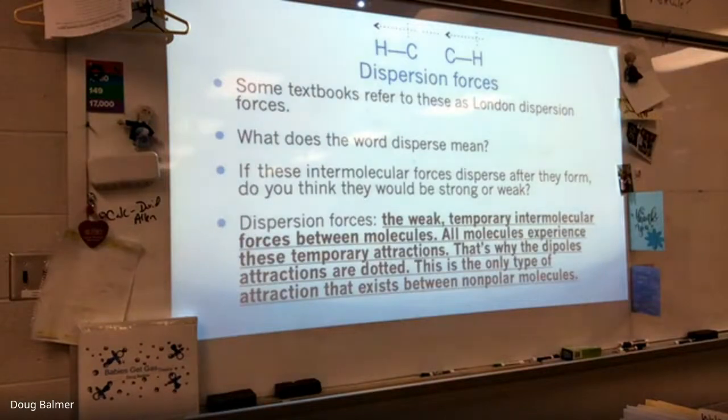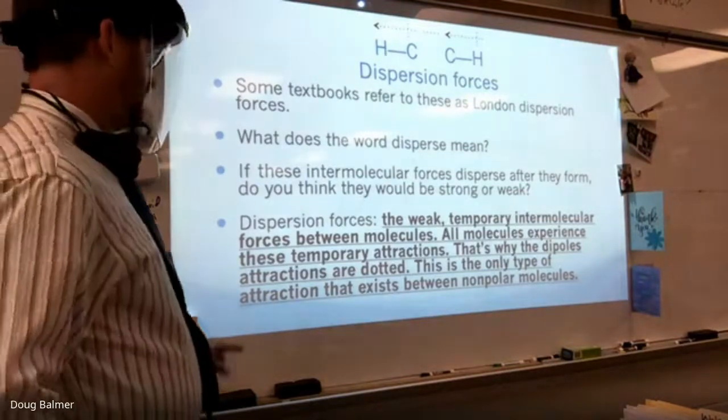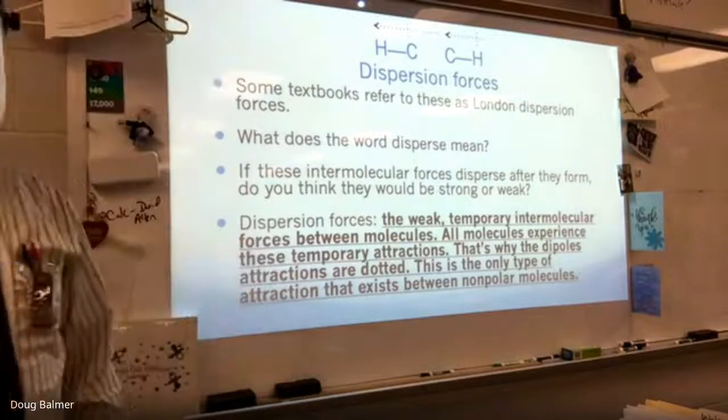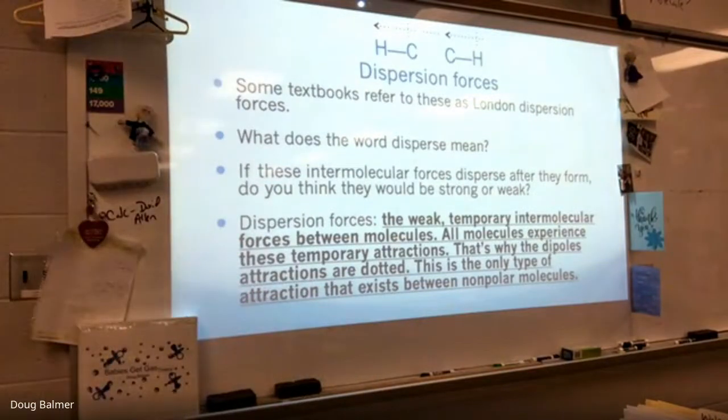So it is a weak, temporary intermolecular force. It's like a crowd forms and then disappears. An attraction occurs and then falls apart. You get a new attraction and it falls apart. A new attraction and it falls apart. So again, there are very temporary attractions. We're talking a split of a split of a split second attraction. Maybe even like a femtosecond or smaller.